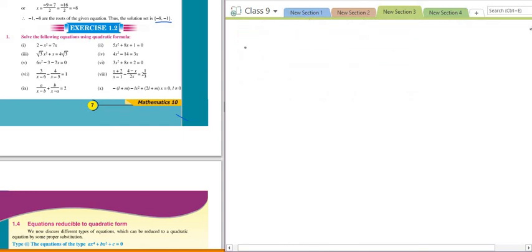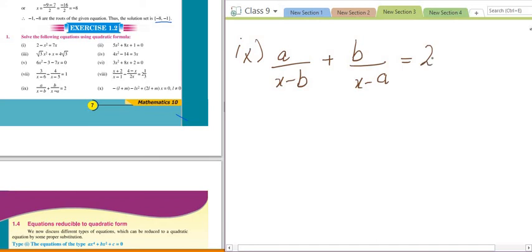9th, a by x minus b plus b by x minus a equals to 2. This is the 9th. Now again we are going to reduce this into a quadratic form, in general form of quadratic equation. Then we are going to compare the values a, b, c and then apply the formula. Okay, now first convert this in quadratic form, which is take LCM.